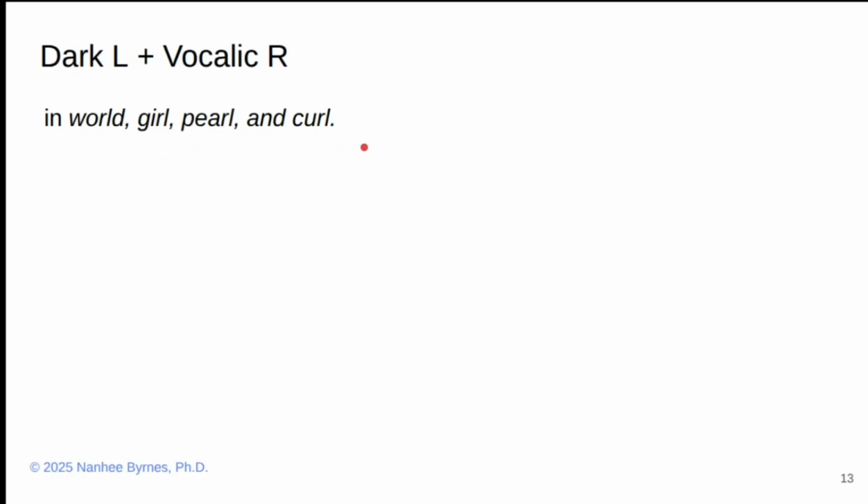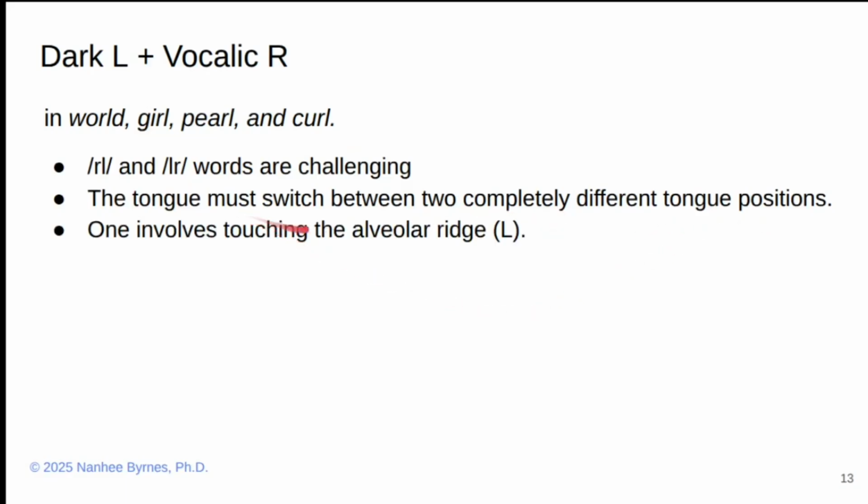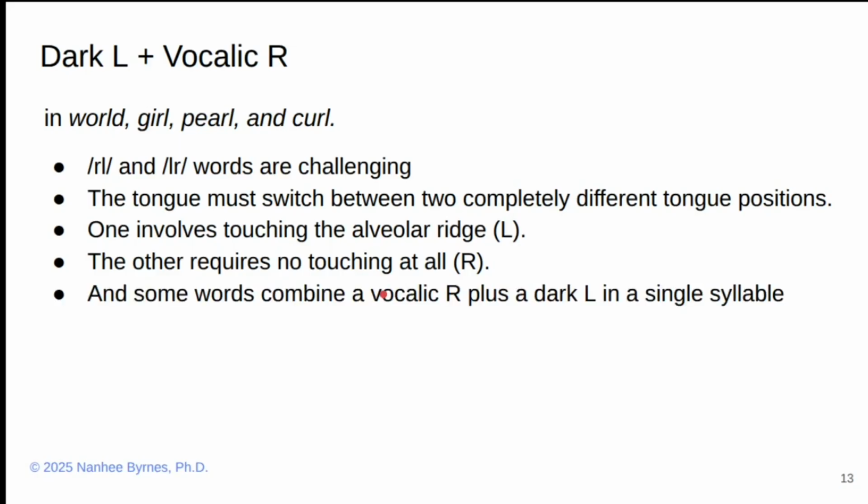Now that you understand the 4 sound types, you can see why RL and LR words are so challenging. The tongue must switch between 2 completely different tongue positions. One involves touching the alveolar ridge, L. The other requires no touching at all, R. And some words combine a vocalic R plus a dark L in a single syllable. That's why words like world or girl feel almost impossible at first, because your tongue has to perform a fast, precise movement that doesn't exist in many other languages.